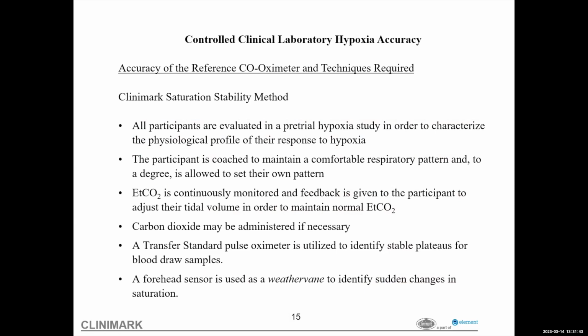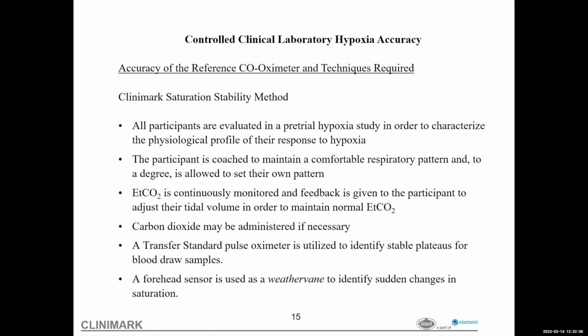So at the Clinimark labs, we have a different approach. All participants are evaluated in a pretrial hypoxia trial in order to characterize their physiological profile of response to hypoxia. And this is not in conjunction with any device under test. These types of tests are done in our laboratory before we use them for hypoxia test trials.